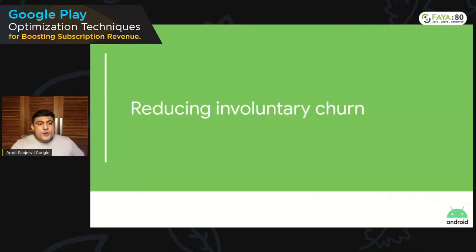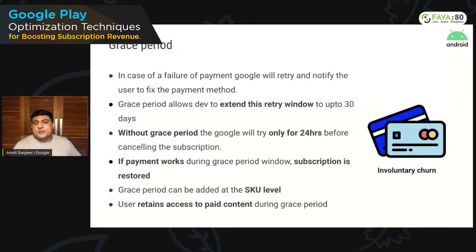Now, let me talk about how we can reduce involuntary churn. There is this feature that I talked about called grace period. Like I told you, in case of a failure, Google will retry, notify the user, and try to get the user to fix the payment. If it is a problem with what the user has given, the user needs to fix it. If it is just an outage on the bank side or things like that, one of the retries will succeed and the payment will continue.